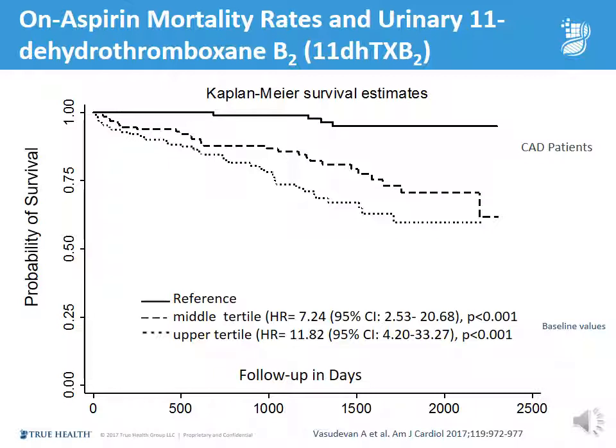This is another graphic using Kaplan-Meier survival estimates showing the on-aspirin mortality rates as they correlate with the urinary 11-dehydrothromboxane B2. And you can see the higher levels, the increased slope of the line, which is indicative of increased mortality over time. So if you're on aspirin, it is a rather undesirable additional risk factor if the AspirinWorks test stays abnormal.